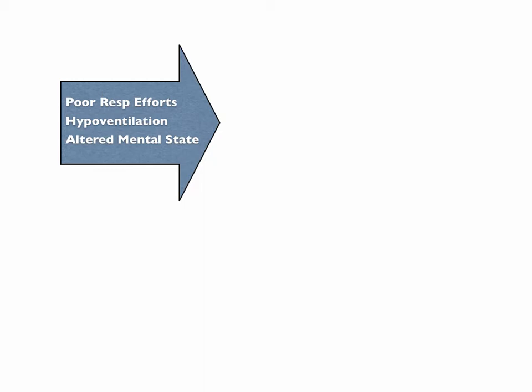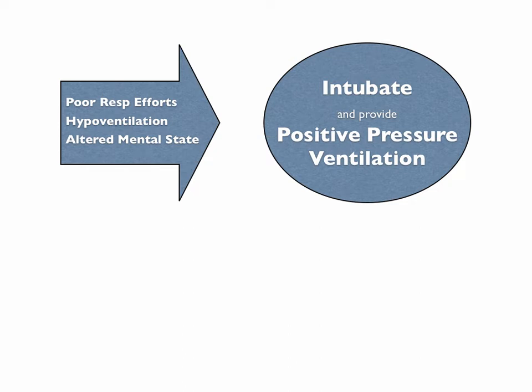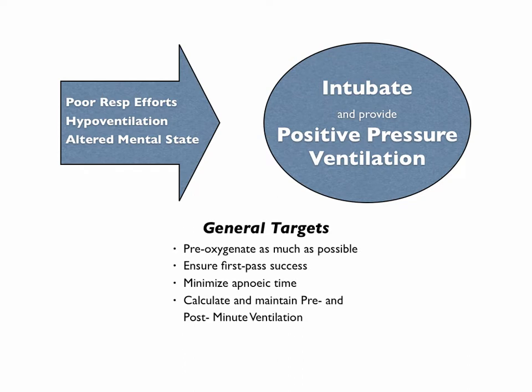In patients with poor respiratory efforts or hypoventilation, or in patients with altered mental state, very often the difficulty is to bring air from the outside into the lungs, and this is a problem of ventilation, and therefore we have to intubate and provide positive pressure ventilation. Generally speaking, we must do this in as safe a process as possible, because remember, these patients are already hypoxemic, and further hypoxemia may very rapidly worsen their situation or may even lead to cardiac arrest.